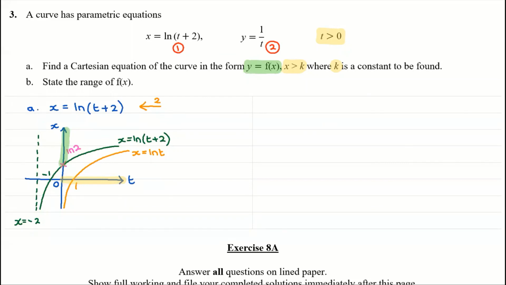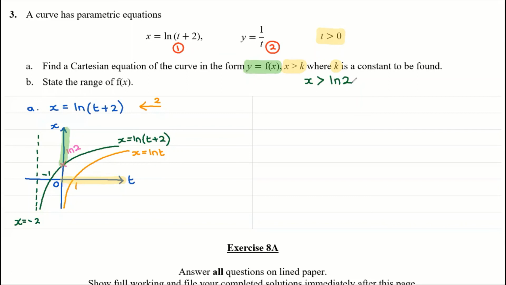So in doing just a few steps like that, we can see clearly that x has to be greater than the natural log of 2. That is just a constant. You can work it out on your calculator as a decimal, but there's nothing wrong with that. That's the exact answer. Now, we haven't actually found the Cartesian form yet.